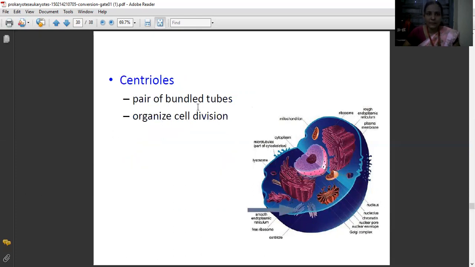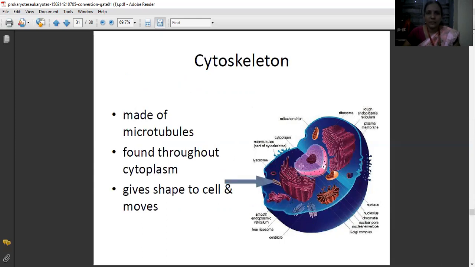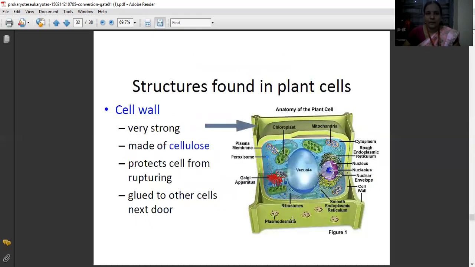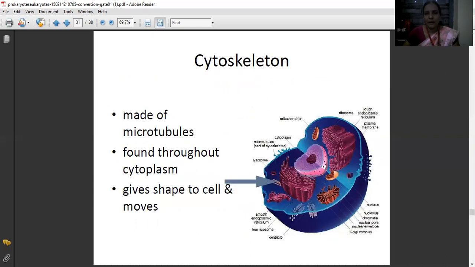Then centrioles are present. A pair of bundle tubes organize cell division. Then the cytoplasm, the cell cytoskeleton made up of microtubules found throughout the cytoplasm, gives shape to the cell and movement. Structures found in the plant cell, in the plant cell or animal cell, we are going to see in the next period.